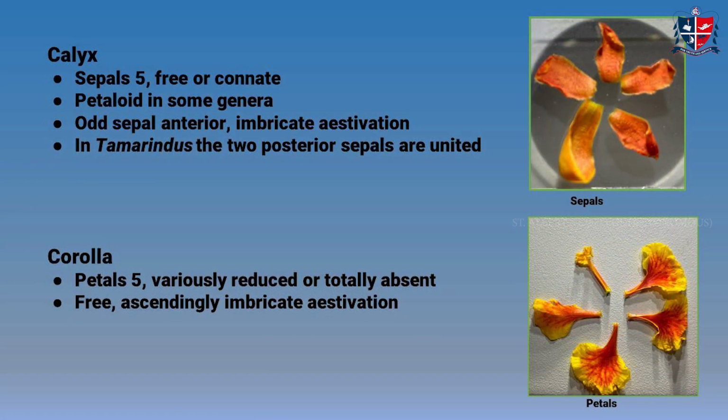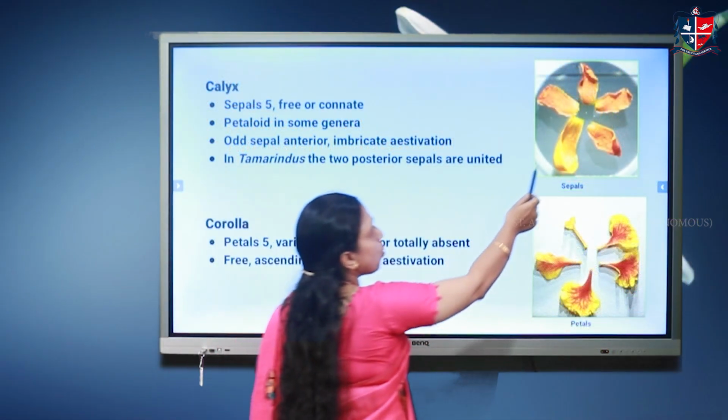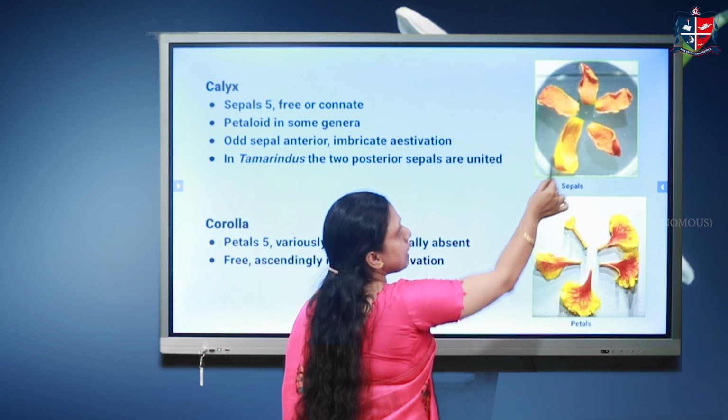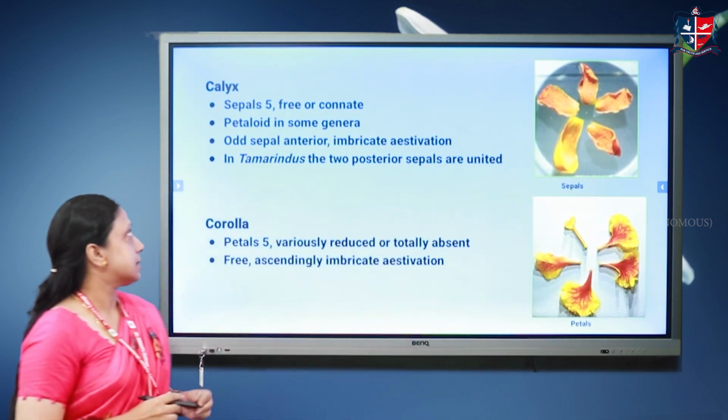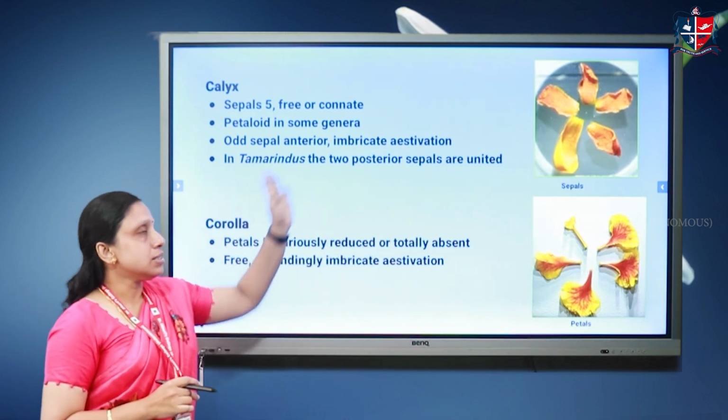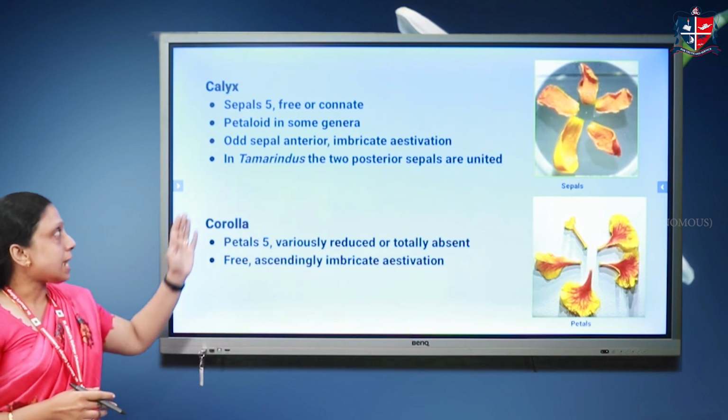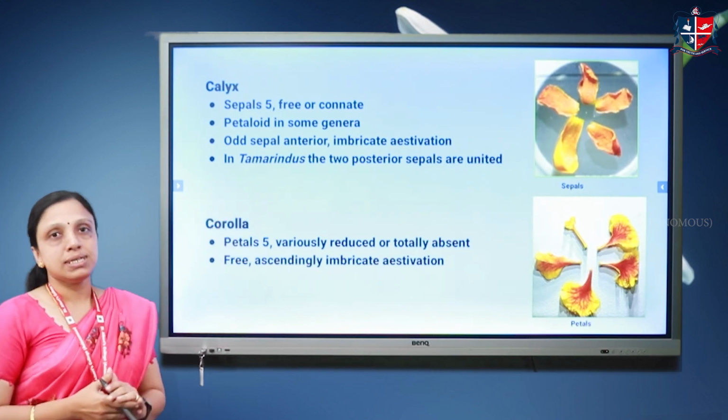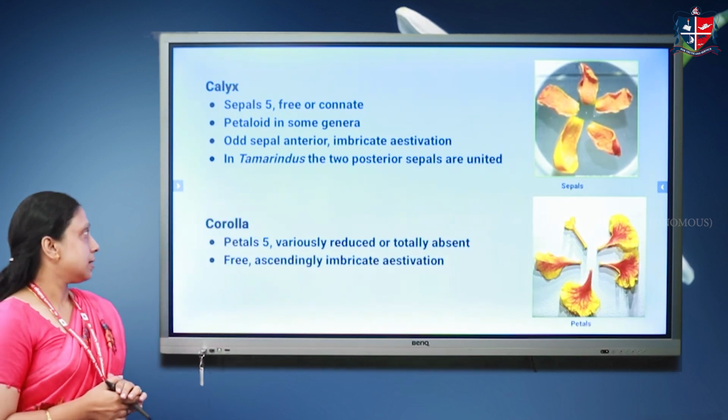So the odd sepal is anterior in position. So this is the odd sepal. It is cucullate and somewhat large in size. And the aestivation is imbricate. In Tamarindus, the two posterior sepals are united.